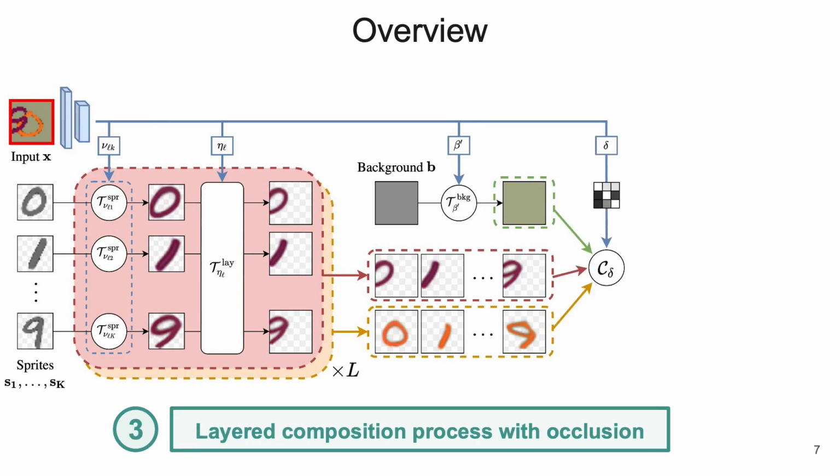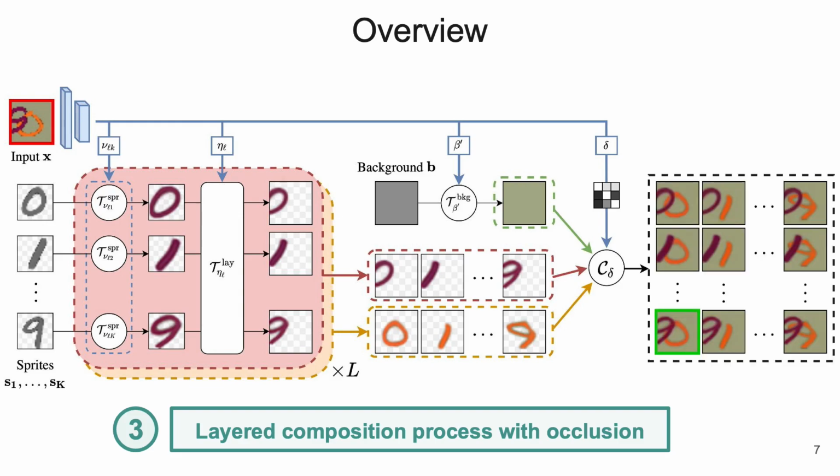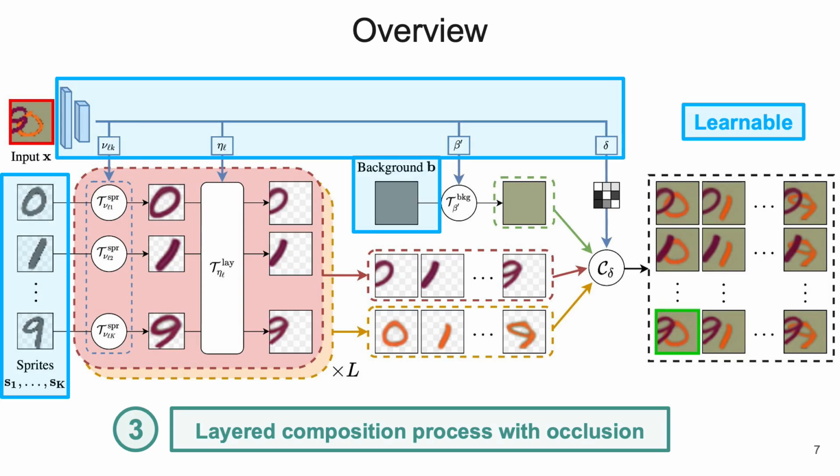Finally, object layer candidates are composited through an adaptation of the classical alpha blending, where the occlusion between objects is learned. This results in many possible reconstructions, and we introduced a greedy algorithm to select the best one, here in green. To summarize, the learnable parts are the sprites, the background prototypes, and predictors for occlusion and transformation parameters. They are learned jointly and end-to-end by minimizing a reconstruction error. Please see the paper for additional details.